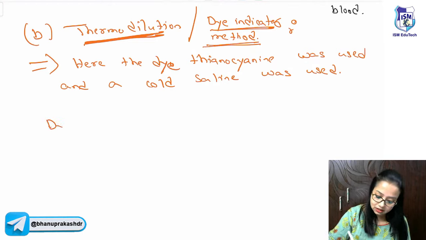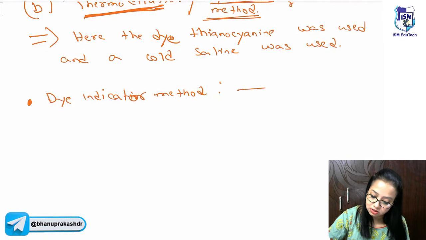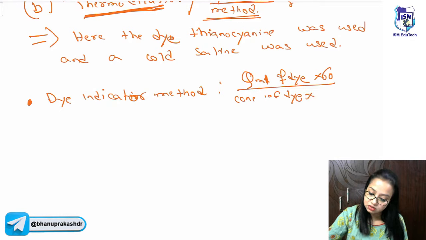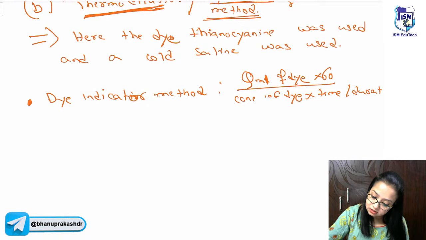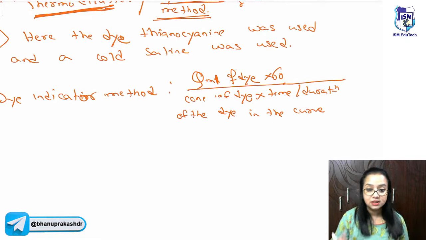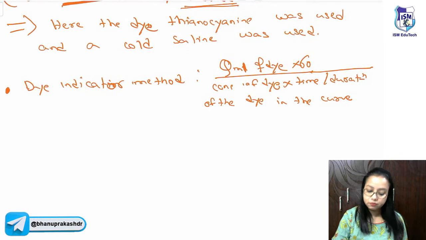Specifically in the dye indicator method, a formula was used, the Hamilton-Stewart formula. The formula was Q ml of the dye into the constant 60, divided by the concentration of the dye, that green thionocyanine, into the time or duration of the dye in the curve. This was also full of error because first the dye had to be injected, then a sample had to be collected and a graph had to be plotted, and just by seeing the point at which the graph is lying, the concentration of the dye had to be understood and indirectly the cardiac output was measured. That was the formula for the dye indicator method.